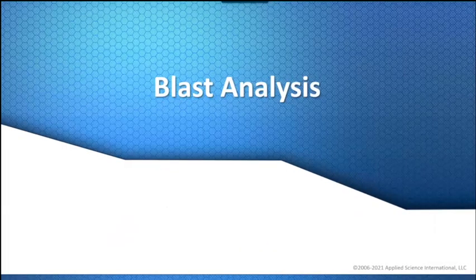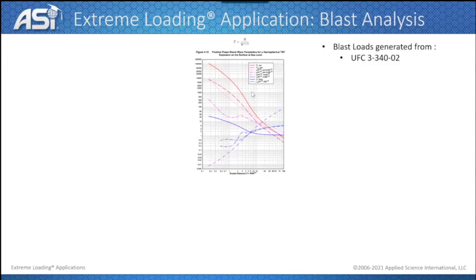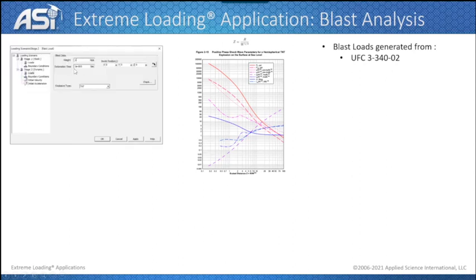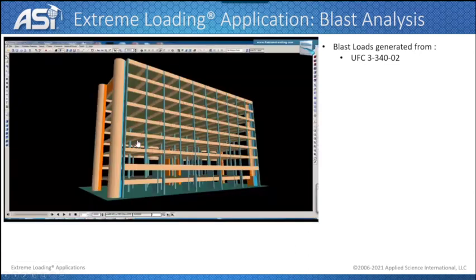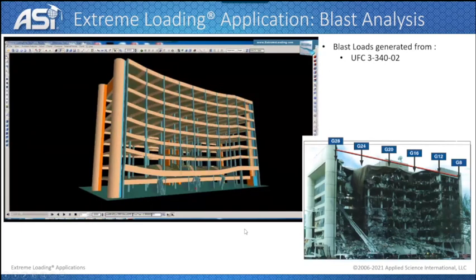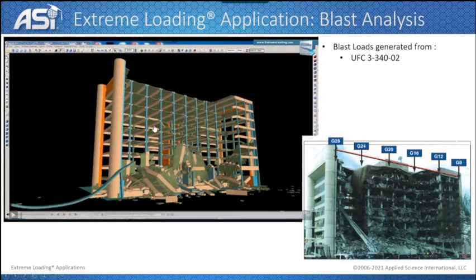So the first application we are discussing is blast analysis. There are several ways of putting blast analysis inside ELS. The first way is by generating the blast pressure using the UFC code for obtaining the blast loads, where we have programmed these charts inside the code so that the user would just put the bomb weight, the bomb location, and the explosive type, and ELS will automatically detect the pressure, the arrival time, and so on. As an example, we modeled here the Oklahoma building that collapsed due to a terrorist attack. And we see here a comparison between what actually happened and what ELS predicted.